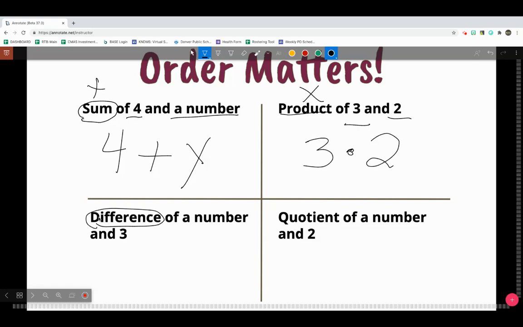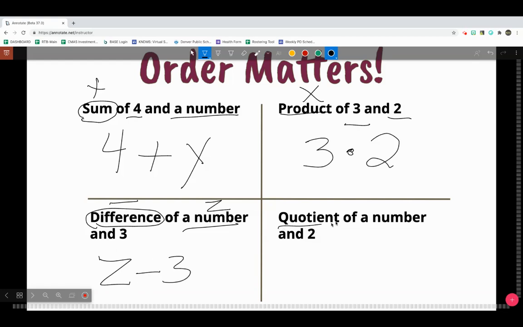Difference. What does difference mean? It means subtraction. Difference of a number, well, it's going to be a variable, so I'm going to replace that with the z. I just picked a random one, of a number and 3. So my expression is z, because it's first in my written expression, minus what? Minus 3.